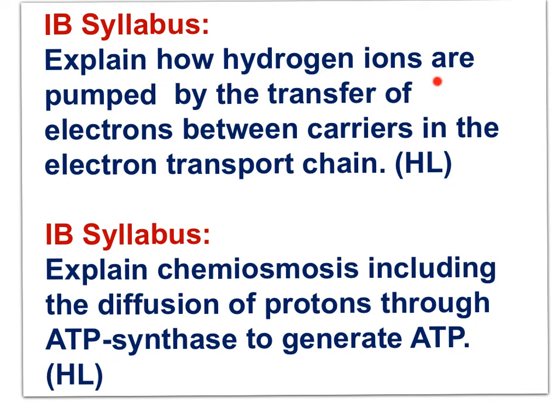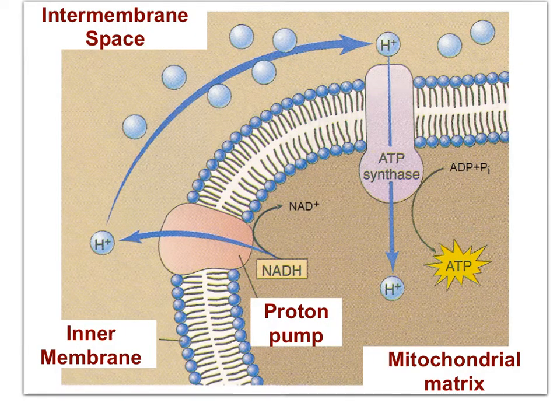Explain how hydrogen ions are pumped by the transfer of electrons between carriers in the electron transport chain. Explain chemiosmosis, including the diffusion of protons, hydrogen ions, through ATP synthase to generate ATP. This is a very simplified diagram of how the ETS works. I'll start with this as the first explanation of the various processes at work.